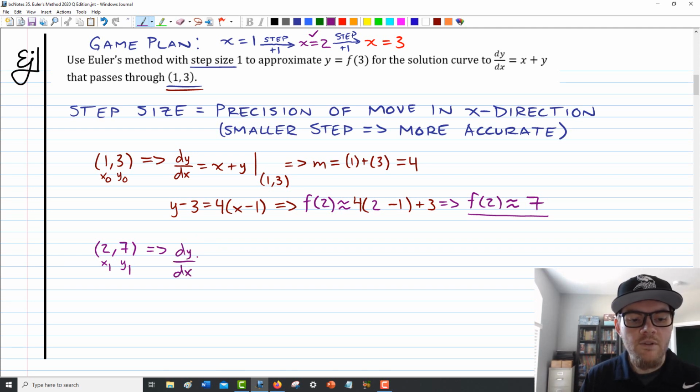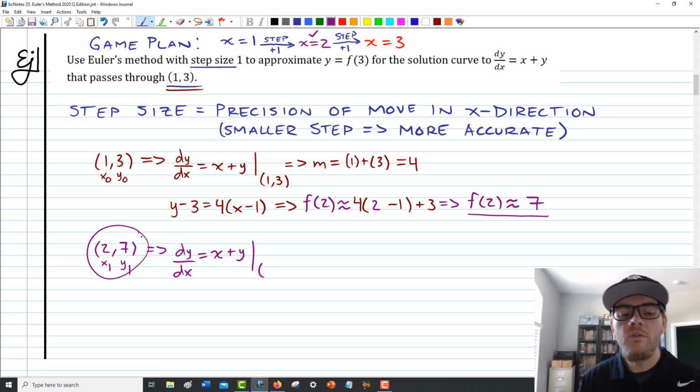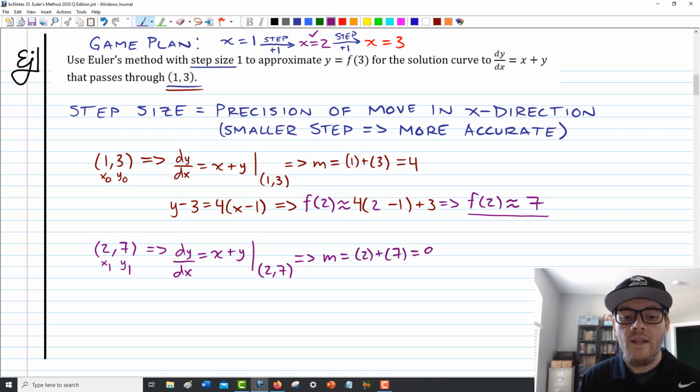So dy dx is still equal to x plus y. This time, though, we're going to calculate the slope at our supposed point of tangency, 2, 7. When we do, that gives us a slope of 2 plus 7, which is equal to 9. So that's our new slope for our tangent line. Because we now have a slope for our tangent line, we can construct the tangent line equation at this point, even though, again, it's not really a tangent line.